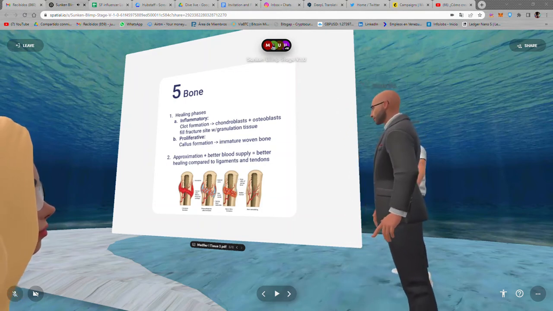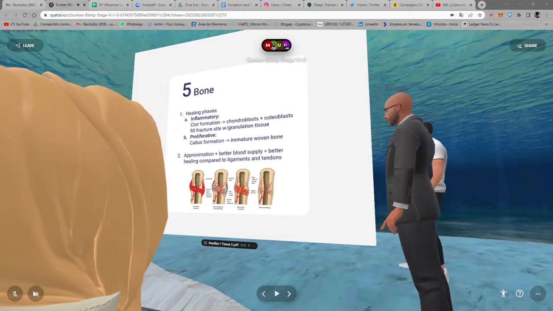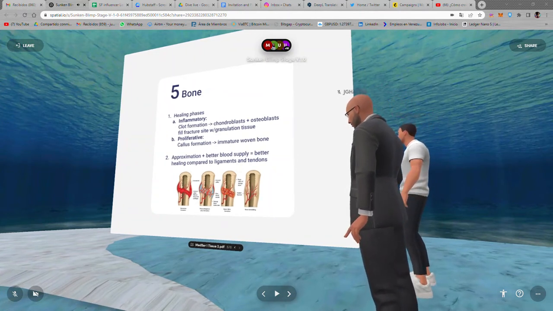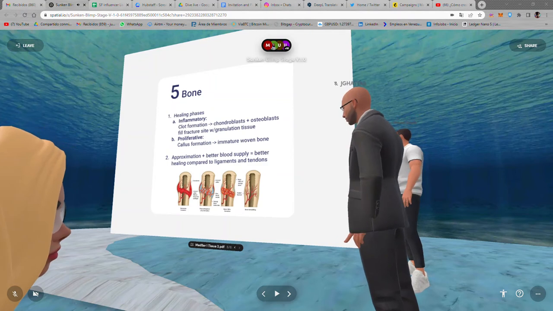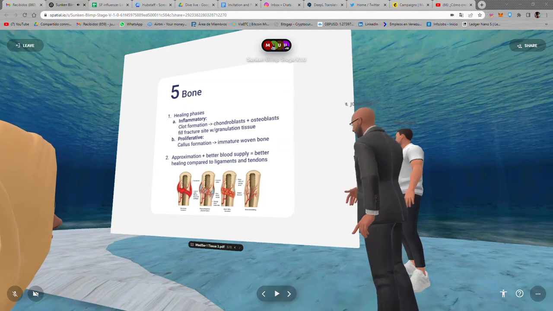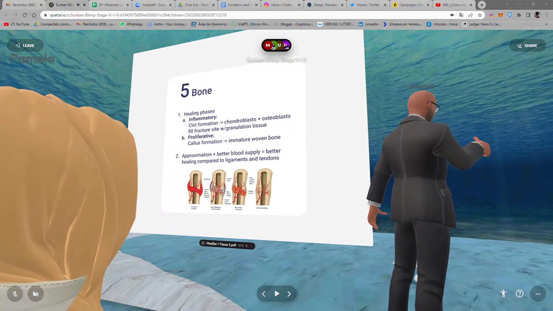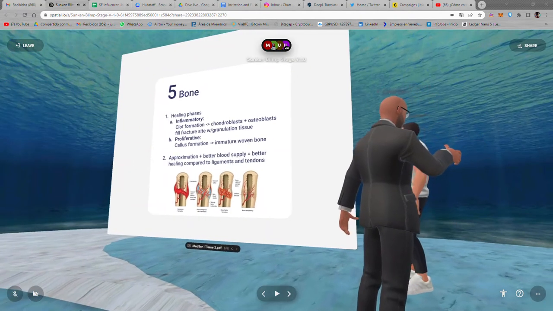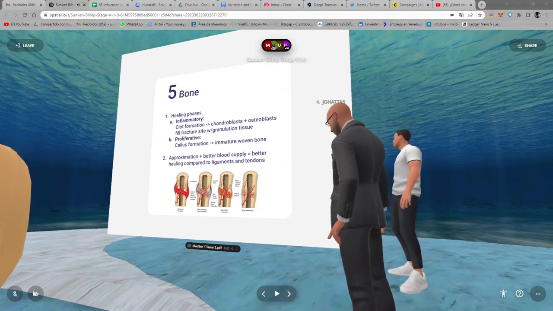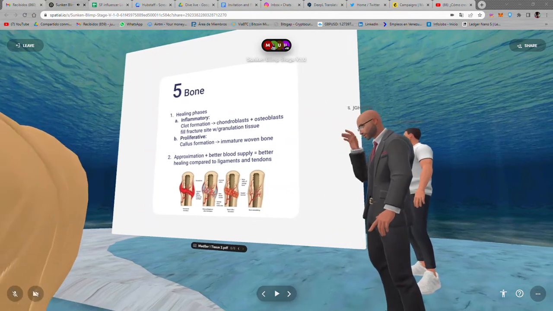And finally, with bone, again, we go through the same three major phases. When a fracture occurs, the inflammatory phase begins with the bleeding and clot formation, the release of cytokines and growth factors. And they're responsible for the proliferation of chondroblasts and osteoblasts to fill the fracture site with granulation tissue. So first, chondroblasts will form a soft callus, and then these osteoblasts will come in and gradually replace the soft calluses with immature woven bone, and then eventually into hard callus.